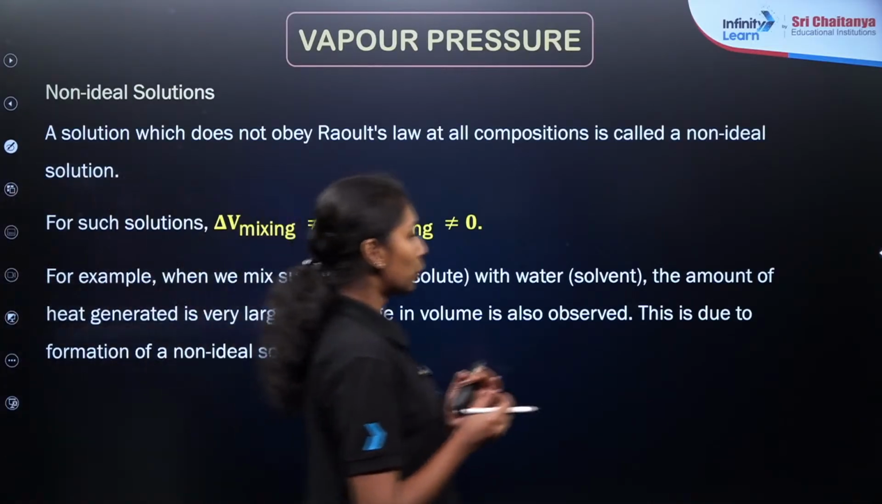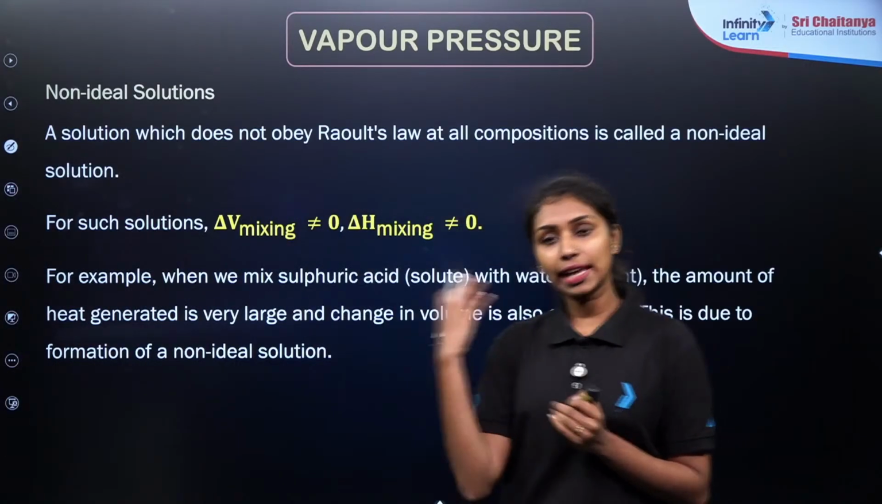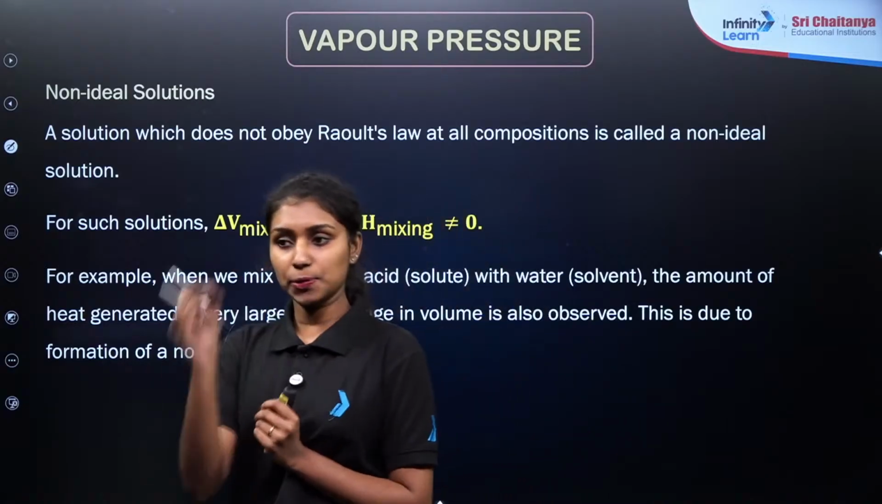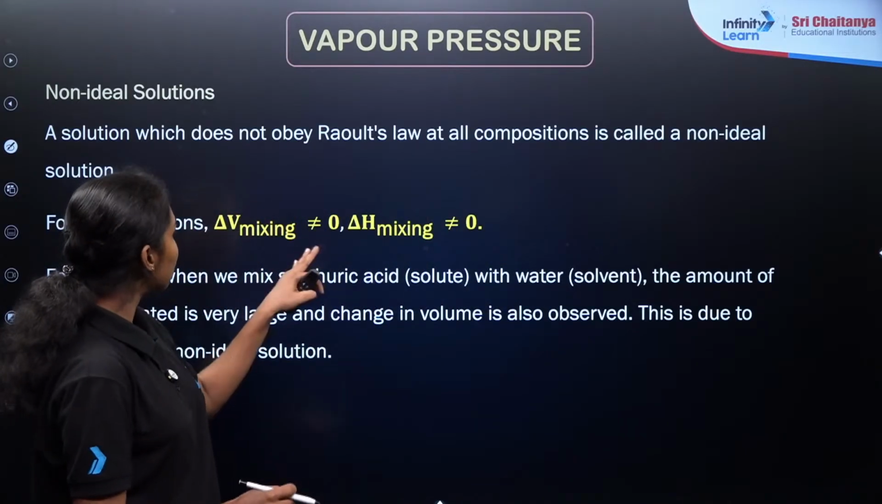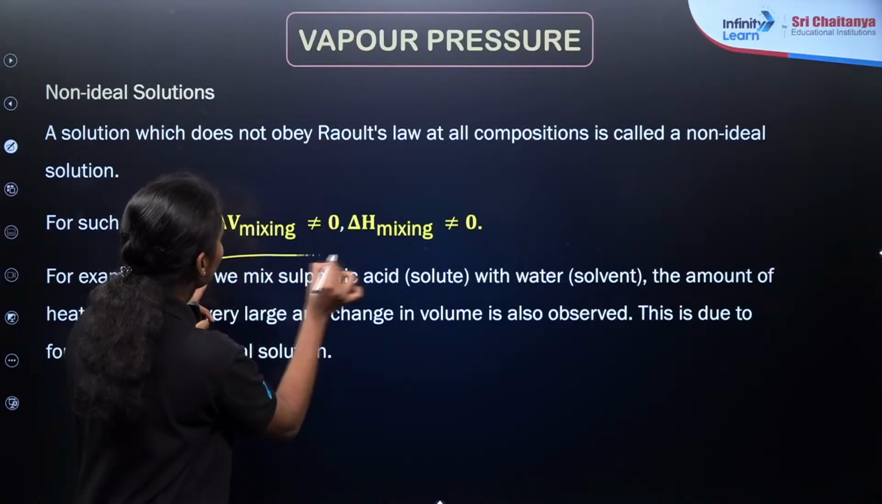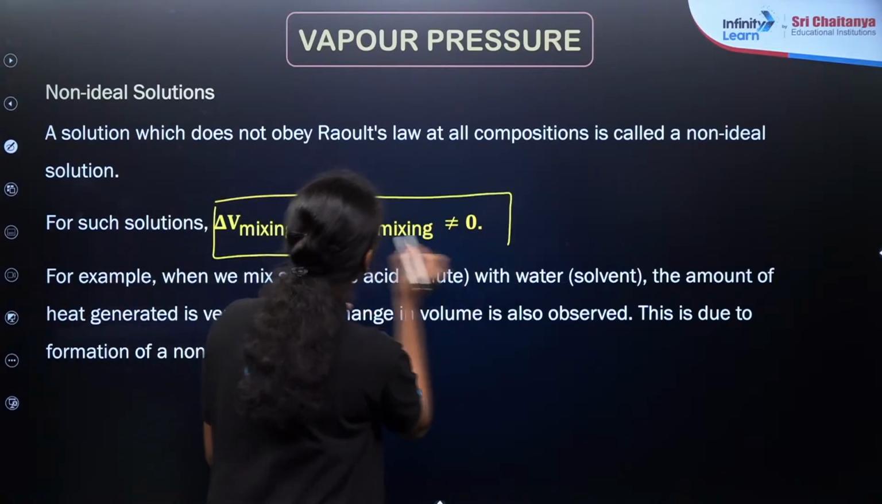So what will be the condition here? In the case of an ideal solution, delta V mixing is equal to 0, right? But in the case of a non-ideal solution, delta V mixing is not equal to 0 as well as delta H mixing is not equal to 0.